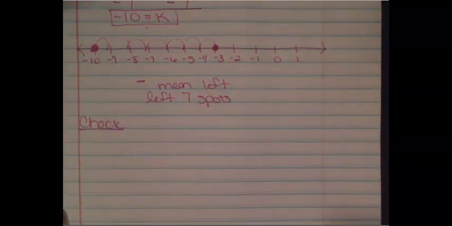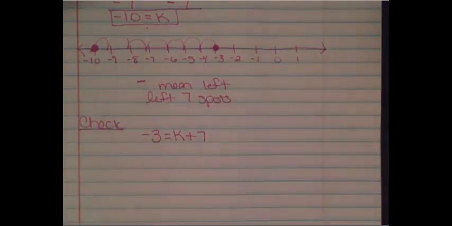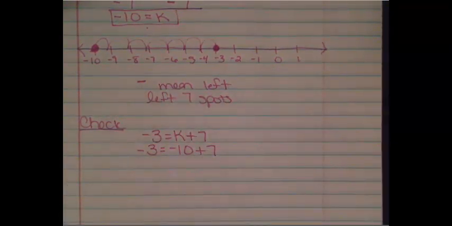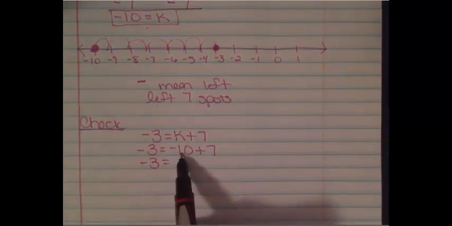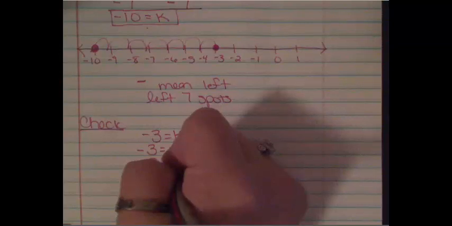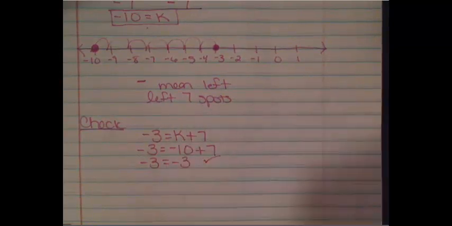So we need to check it. We had negative 3 equals k plus 7. We said k is negative 10. So anywhere that there's a k, we need to plug in a negative 10. So we have negative 3 equals negative 10 plus 7 would be negative 3. So that's the right answer.